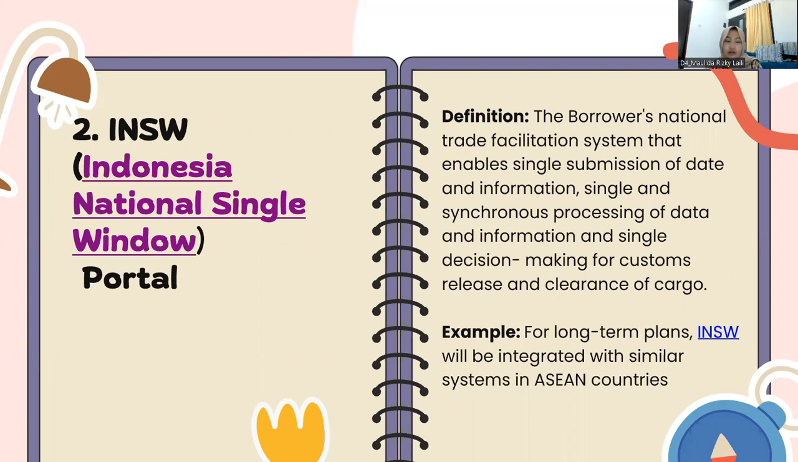Number two is INSW, or Indonesian National Single Window Portal. The definition is the National Trade Facilitation system that enables single submission of data and information, single and synchronous processing of data and information, and single decision-making for customs release and clearance of cargo. The example sentence is, for long-term plans, INSW will be integrated with similar systems in ASEAN countries.